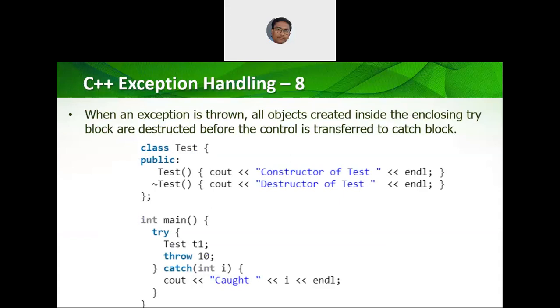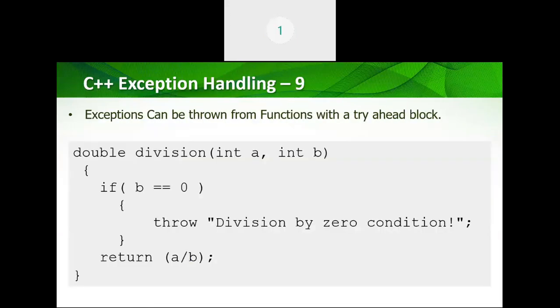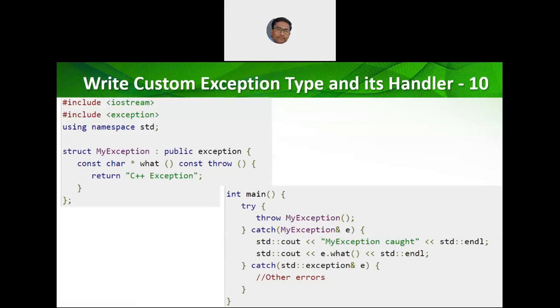Okay. Am I clear? Whenever you deal with exceptions, am I clear? Can somebody acknowledge? Yes, sir. Okay. This we have already discussed. Exceptions can be thrown from functions with a try ahead of the block. And then this is beyond the scope.